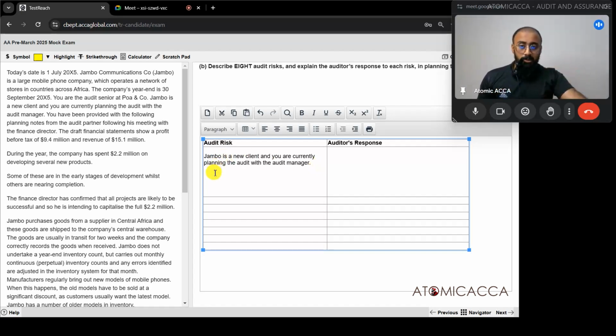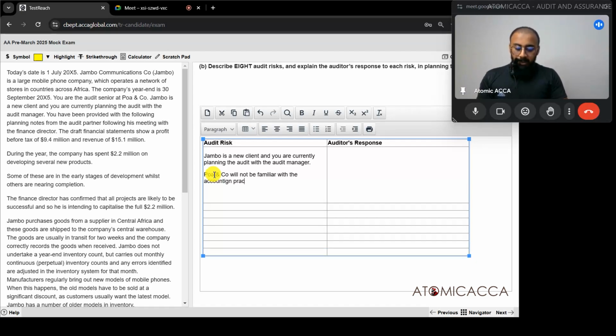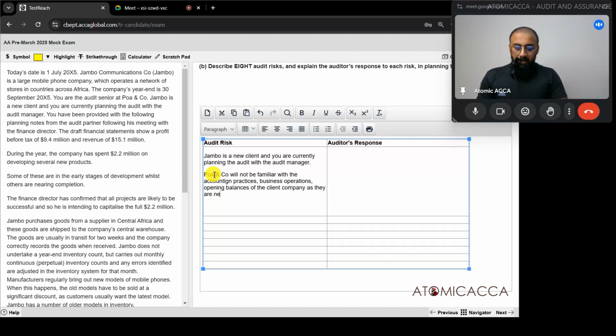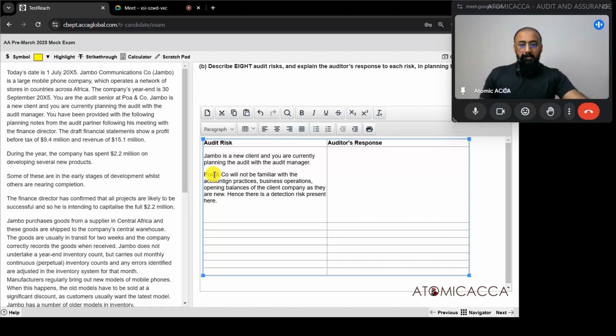So with new audit client, what is the problem? POA and Company will not be familiar with the accounting practices, business operations, opening balances of the client company as they are new. Hence, there is a detection risk present here. Done. So we're done with our 1 mark on the left side.